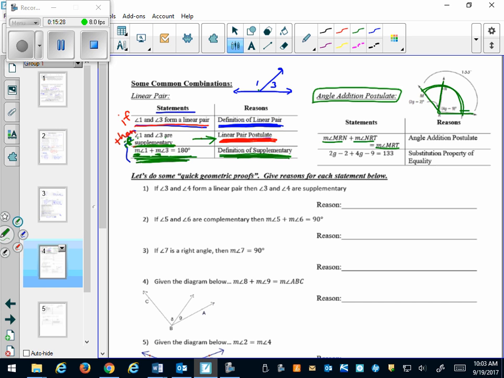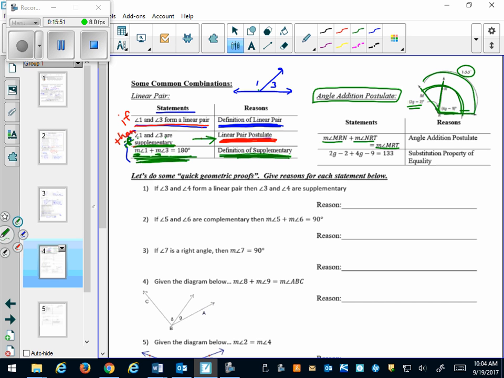Then, like we are in this diagram, you're given that MRN is 2G minus 2, and you're given that NRT is 4G minus 9, and you're given that this whole angle is 133. Now you can write an equation: 2G minus 2 plus 4G minus 9 equals 133.